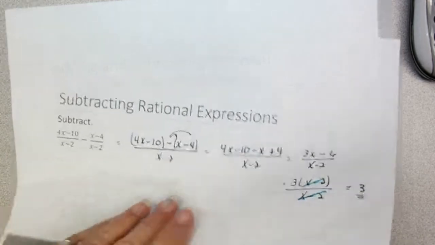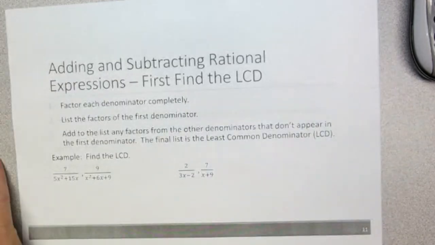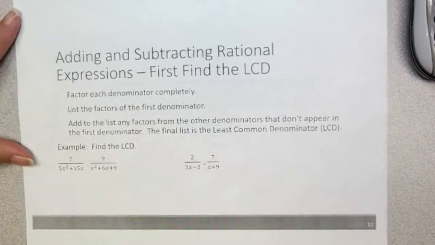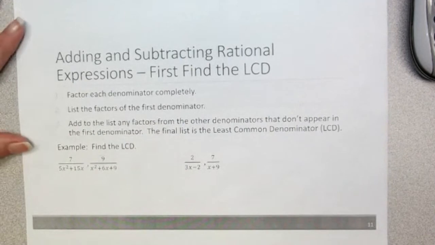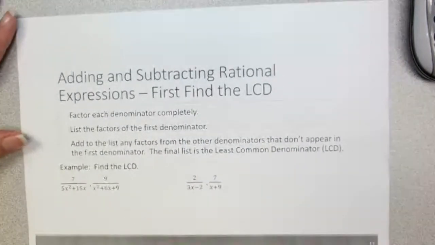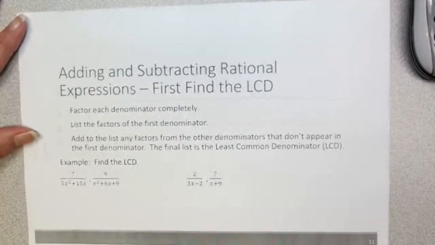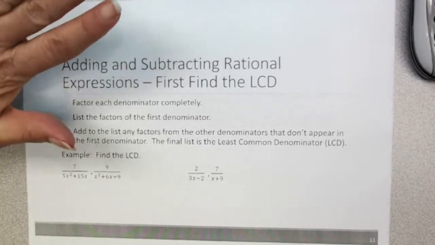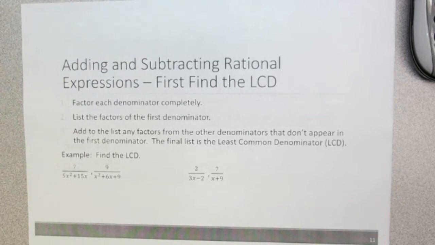Okay. So let's look at some examples now that don't have the same denominator. If they don't have the same denominator, we need to establish that first. The way to do that is to find the least common denominator and make that the denominator of all my terms. So let's practice finding the least common denominator first.